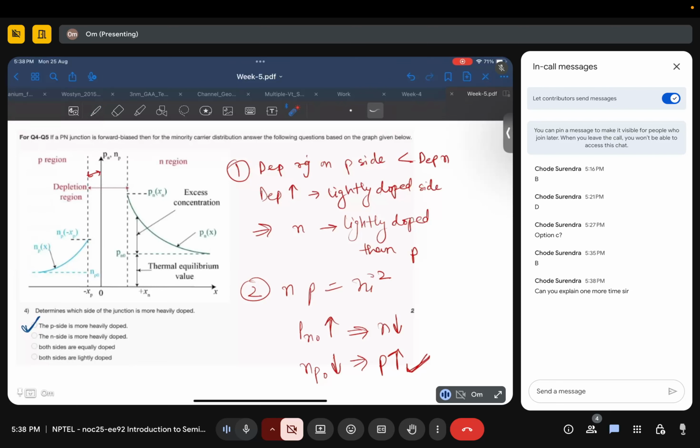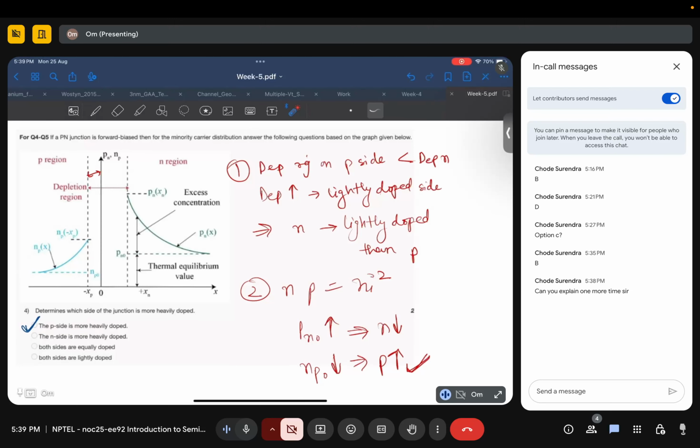Okay, sure. So we have two observations to be made here. One is seeing the length of the depletion region on N and P side. Depletion region is wider always on the lightly doped side, right? Depletion region will be higher in the lightly doped side. So here, since depletion region is higher in N compared to P, that means N is less doped, P is more doped. So we can directly say from here that P side is heavily doped.